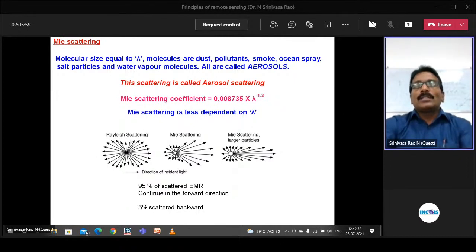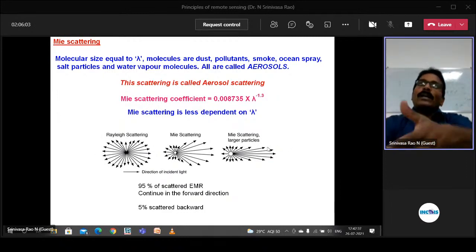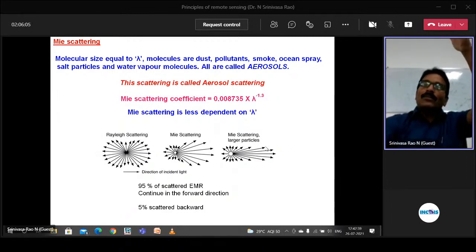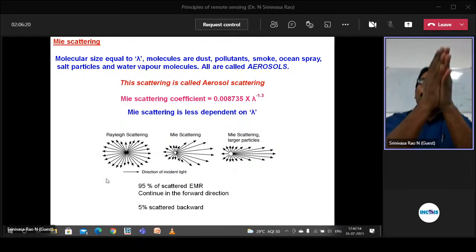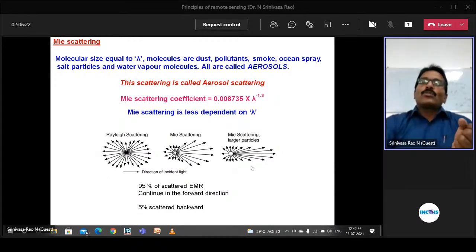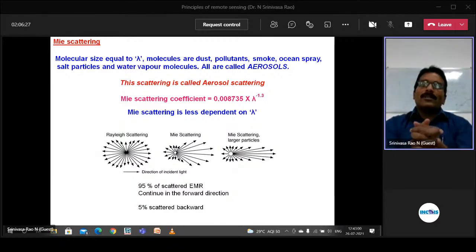So this is Rayleigh scattering and Mie scattering, where most of the energy goes forward. Finally it goes into the sensor, as after Rayleigh scattering also, but a lot of noise is involved. 95% of the scattered EMR continues in the forward direction, 5% is scattered back. Whatever energy is backscattered is completely lost. The forward energy goes up to the sensor, but a lot of noise is involved, and that noise we can eliminate.